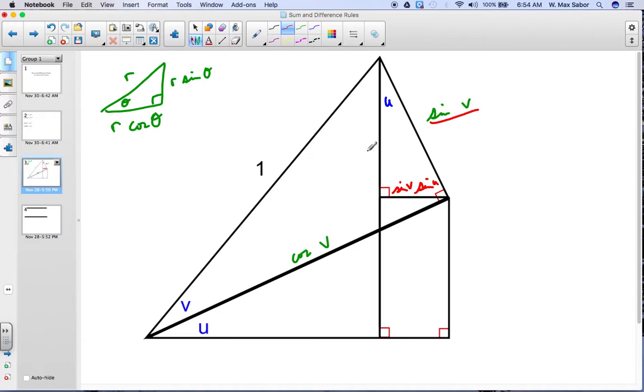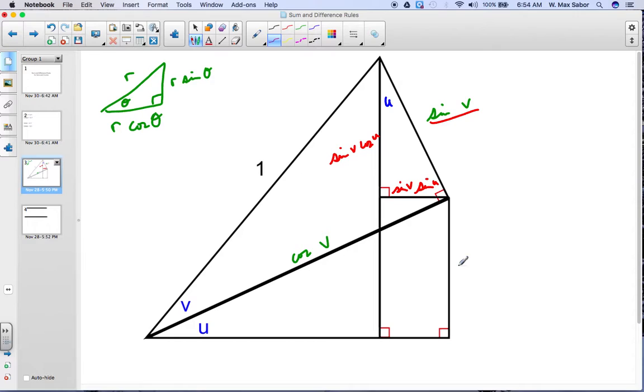Same thing works for the adjacent side. This is the adjacent side, so we can take the hypotenuse, sine v, and multiply by cosine of the angle. So this is sine v times cosine of u. You will want these written in your diagram. Okay, that's good.